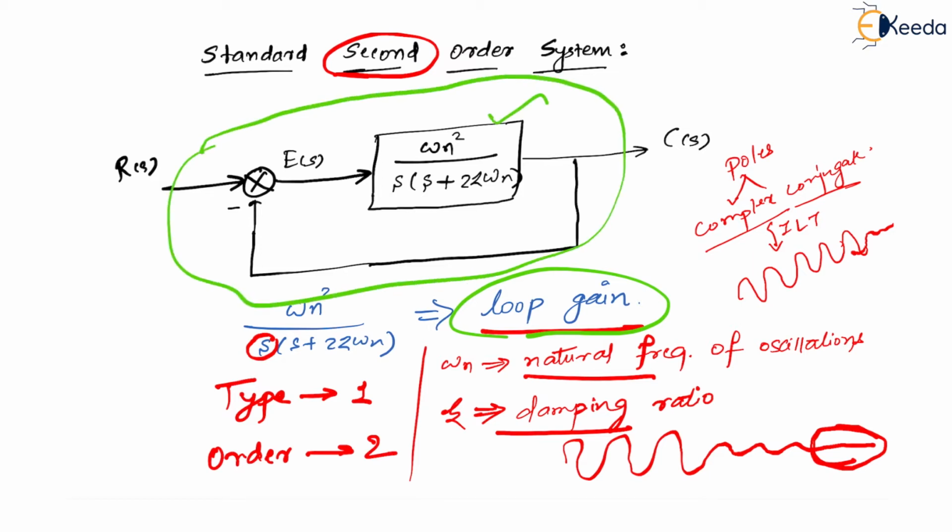What is that going to be? If you see, this is going to be C of s upon R of s, correct? And if you observe, it is always equal to G upon 1 plus GH. Is that correct? Yes. And here, H is going to be 1. Why? Because it is a unity feedback system, already given here.